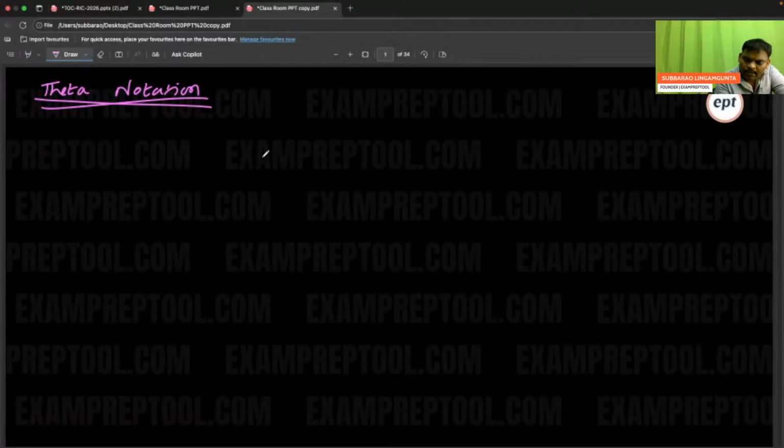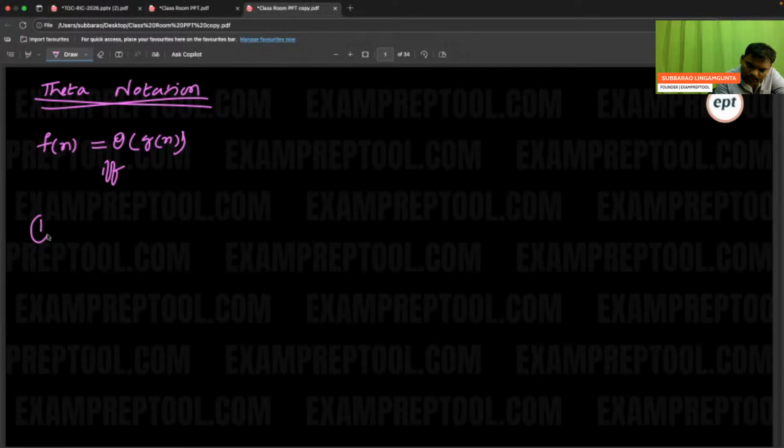Let me write the definition. Very simple. f of n is equal to theta of g of n if and only if the following holds. If you know big O and omega, you know theta also.